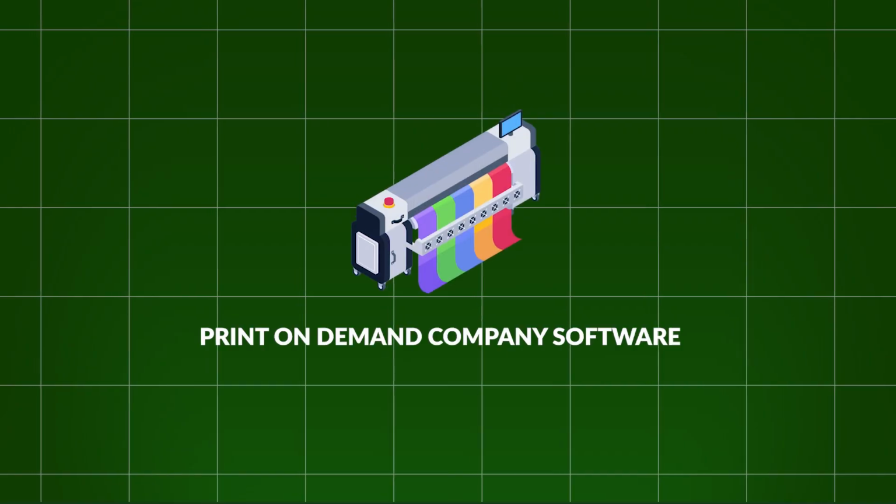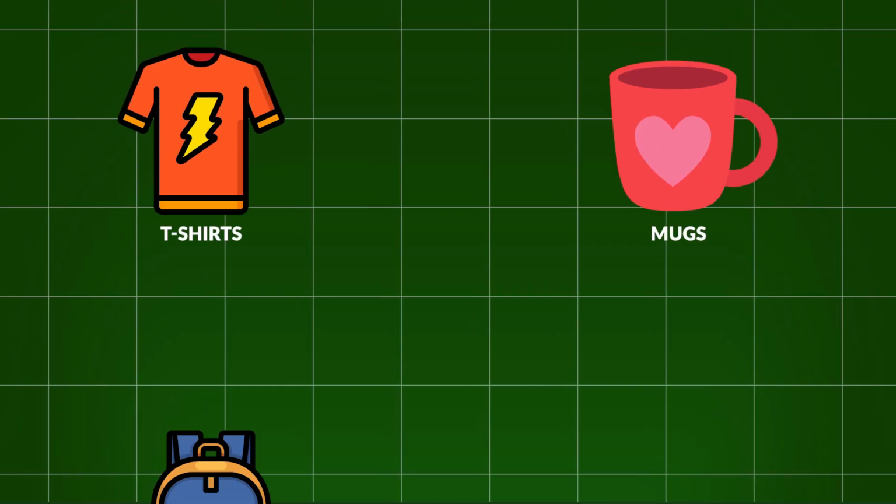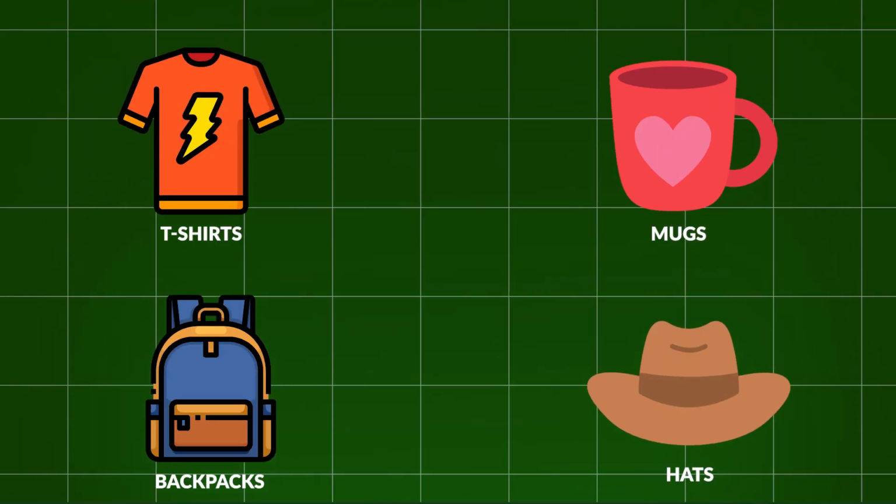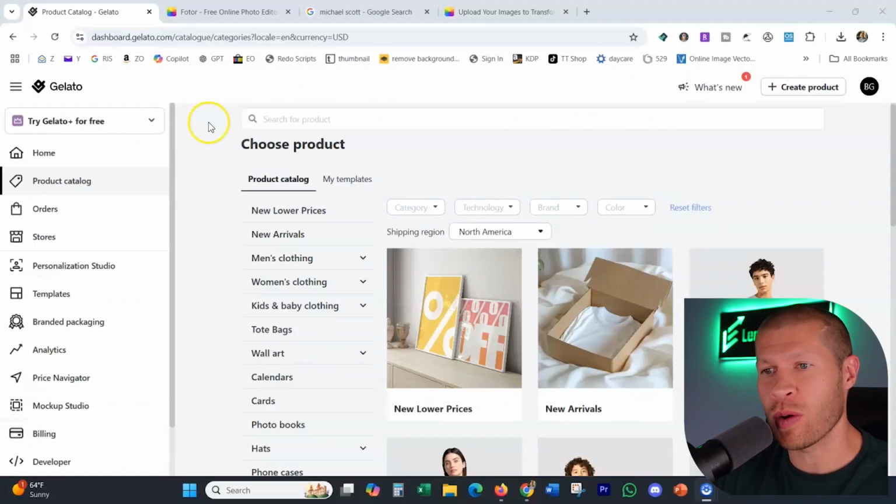But the first software that you're actually gonna need is a print-on-demand company software that's going to allow you to make the designs and then input them on whatever you want. So we're talking t-shirts, mugs, backpacks, hats have been really good for me lately, baby onesies, aprons, like you name it, you can print it on there. And I use Gelato. It's phenomenal.